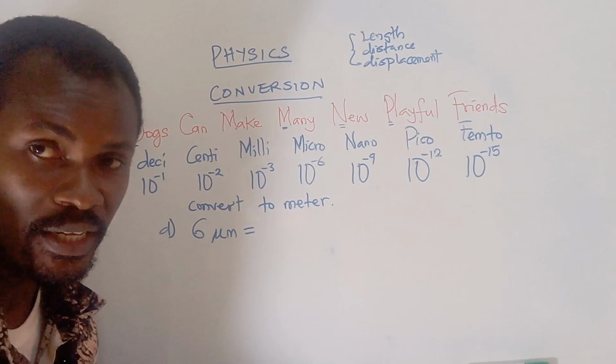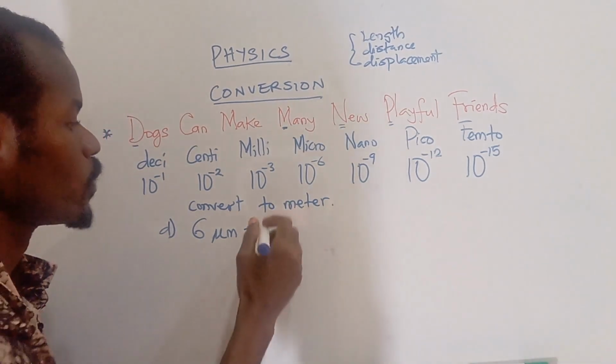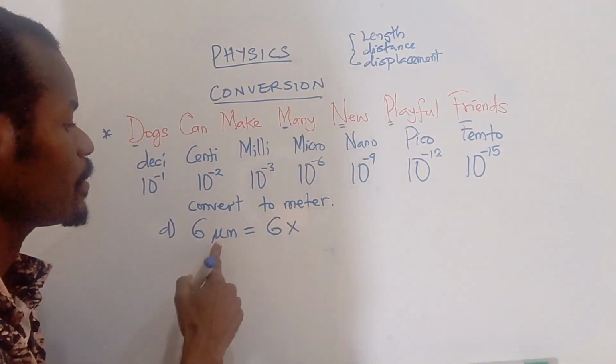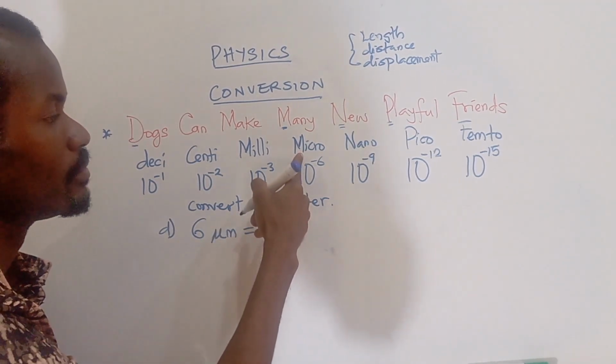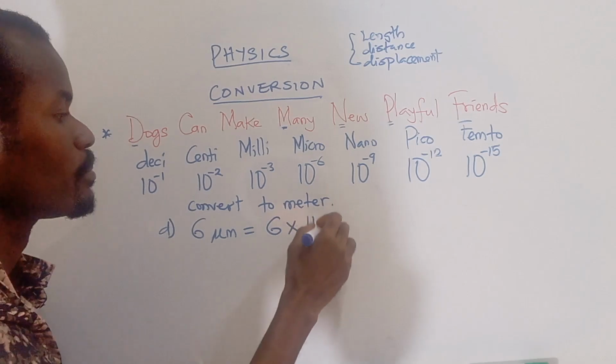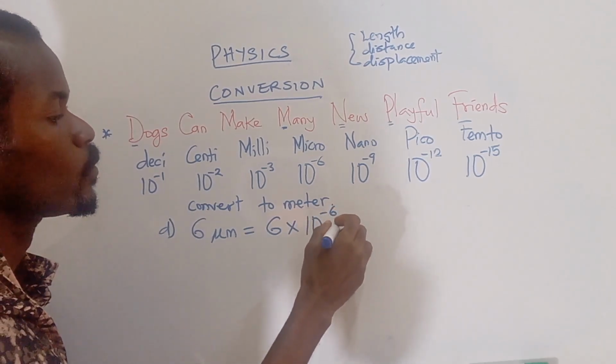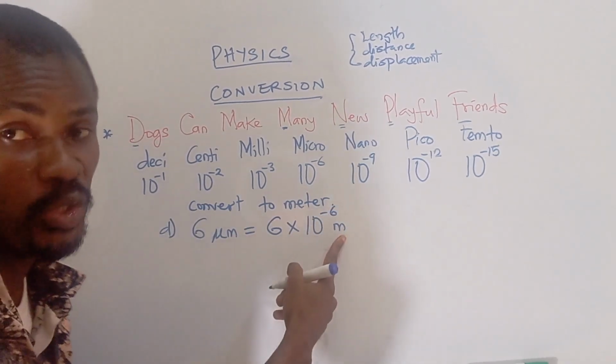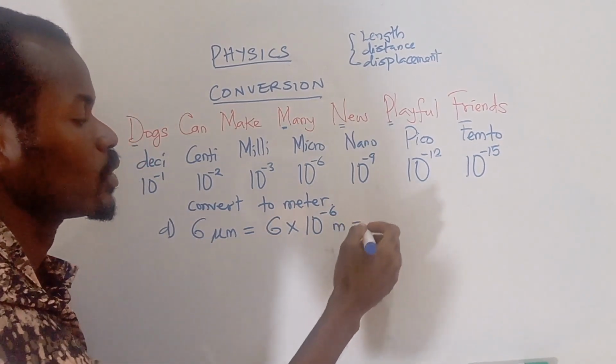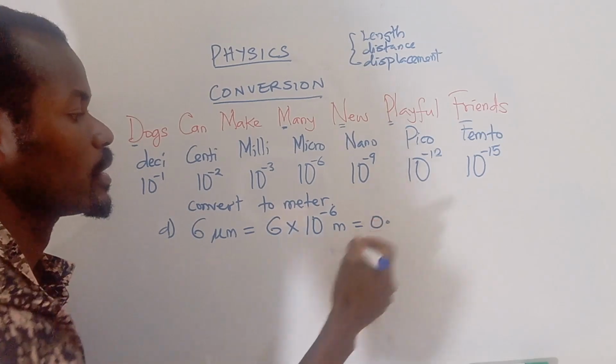So how do we convert it to meter? It's very simple. We're going to say 6 multiply micro. Micro means 10 raised to the power of what? Minus 6. So we'll put our meter. You ensure you have to put your meter. So this will give us what in the 0 point.